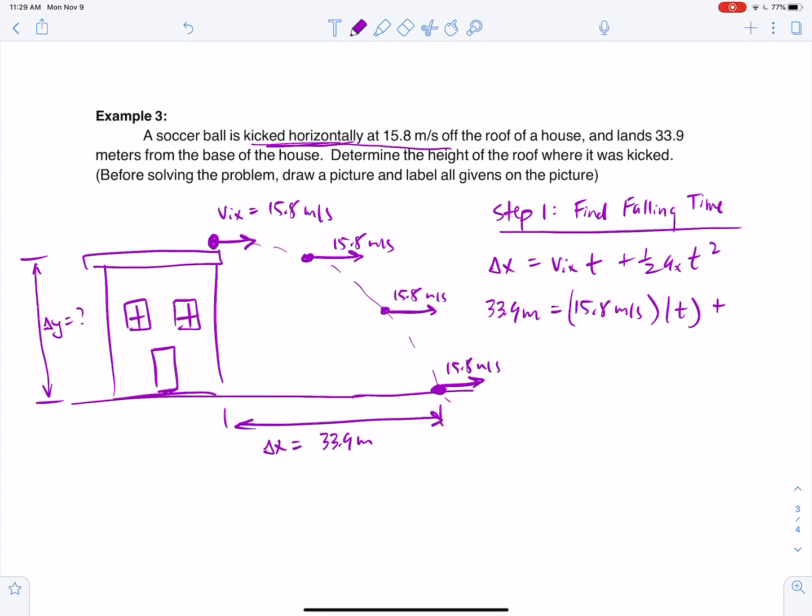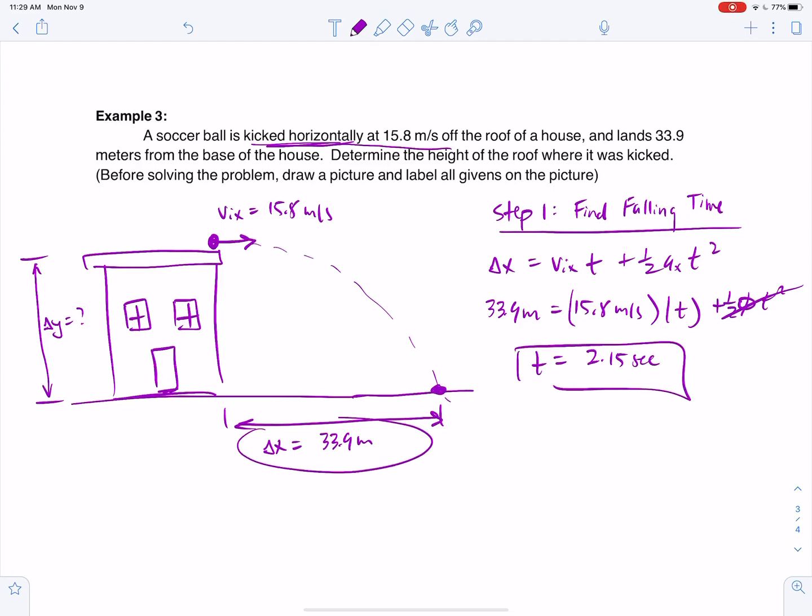So it's experiencing constant horizontal velocity. So it is not accelerating in the horizontal direction. Its horizontal acceleration is 0. So this is going to be 1/2 times 0 times t squared, which is all just going to go away. And we can simply find the time by dividing both sides by 15.8. So it's going to take 2.15 seconds to travel 33.9 meters at the rate of 15.8 meters per second. Okay, it's actually a pretty simple math problem.